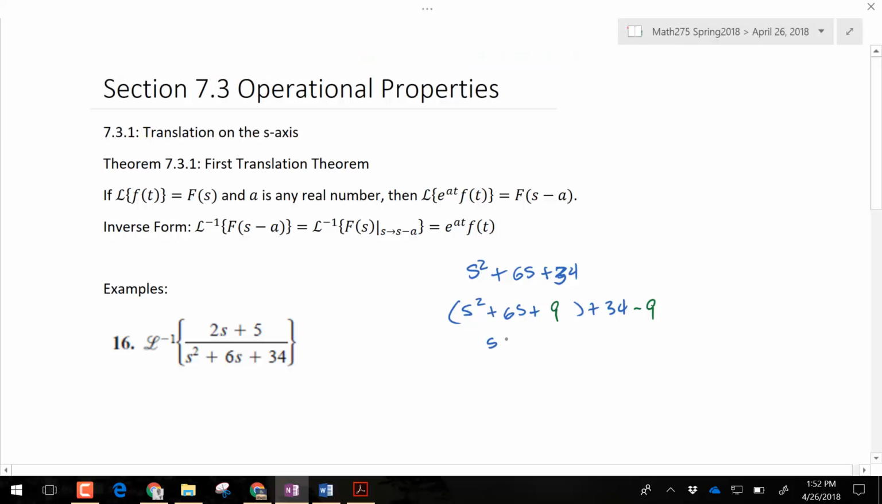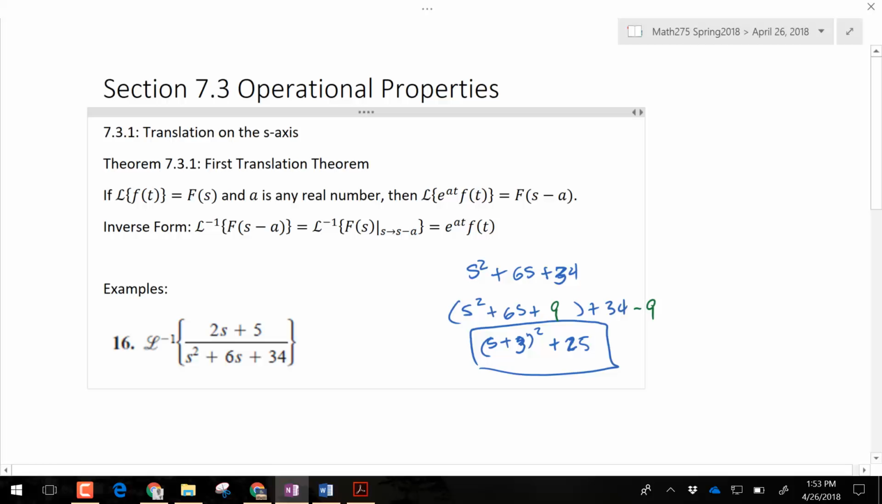So this is an s plus 3 quantity squared. And what's 34 minus 9? 25. So now you have an s plus 3 instead of just a regular s. Just by looking at this as a denominator, and we're trying to do an inverse Laplace here, what do you think it's going to go back to in the real world? Sine or cosine, right? It's something squared plus something squared. So that seems cool.